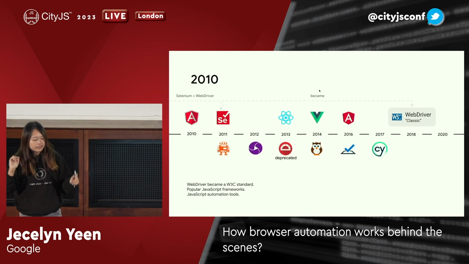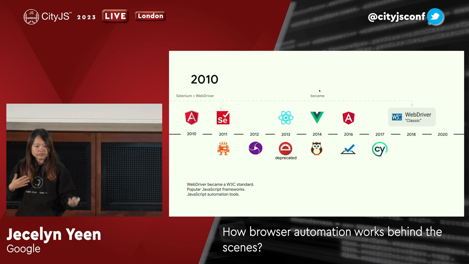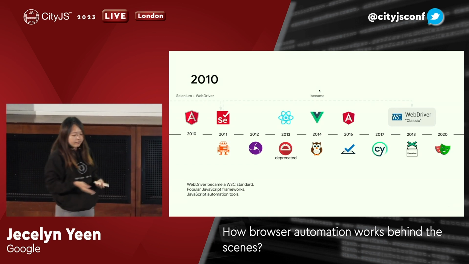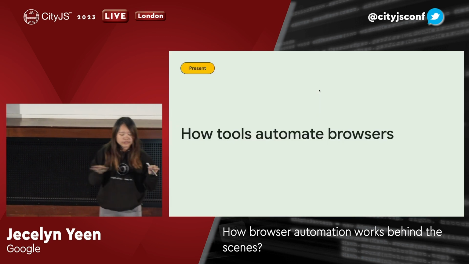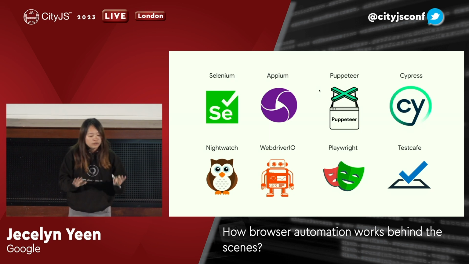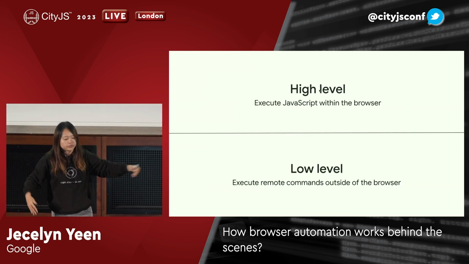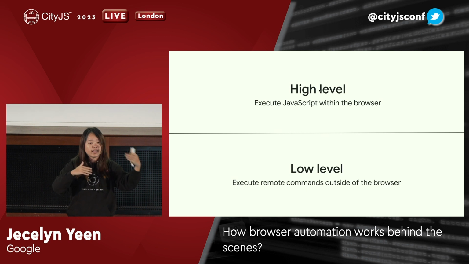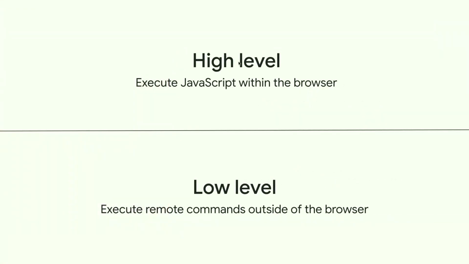And slowly after that, we have TestCafe and Cypress joining the scene as well. And then we have Puppeteer and Playwright. If you look at all these eight tools which still exist today, the way they do browser automation behind the scenes is not that different. I can categorize it into a high-level approach, which executes JavaScript within the browser, and a low-level approach, which executes remote commands outside of the browser.